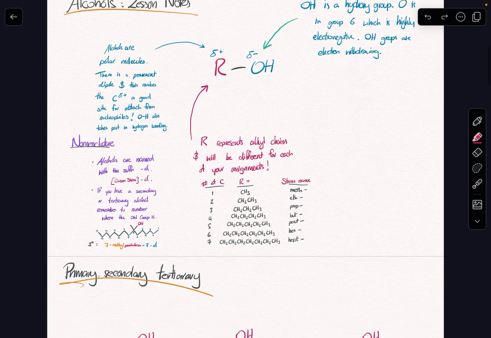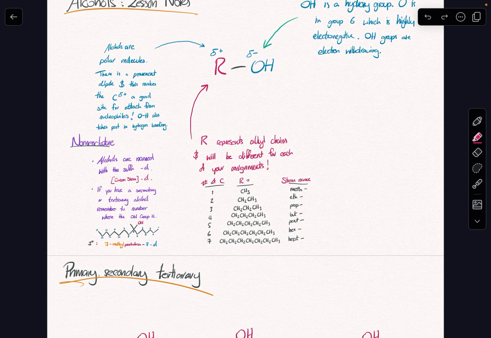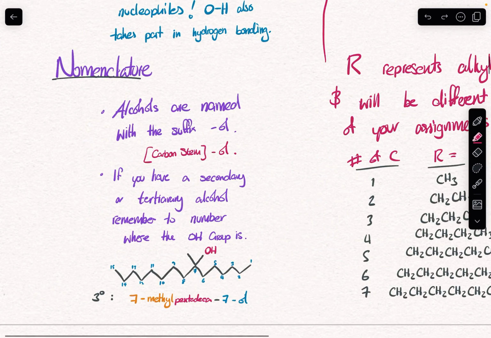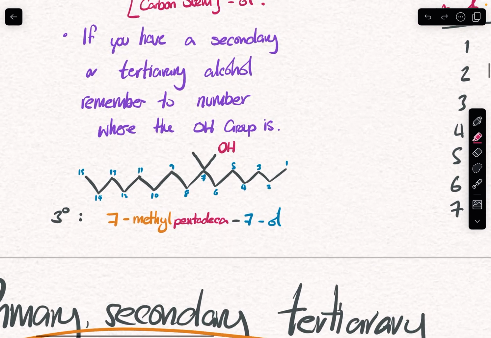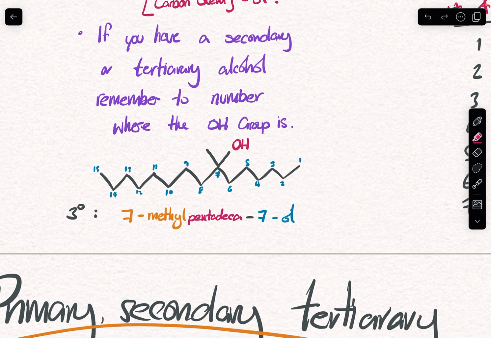Nomenclature, in order to name an alcohol, is quite simple. Most of you guys seem to remember this. An alcohol is named with the suffix -ol. Suffix means at the end of the word. So -ol, we've got a carbon stem and then -ol. So methanol, ethanol, propanol, butanol, pentanol. If you've got a secondary or tertiary alcohol, you need to remember to number where that hydroxyl group is. So in this example down here, I've given you a bit of a weird one. I've given you a 15 carbon chain just for the sake of it. And then on this, what I've done is here, I've drawn a tertiary one.